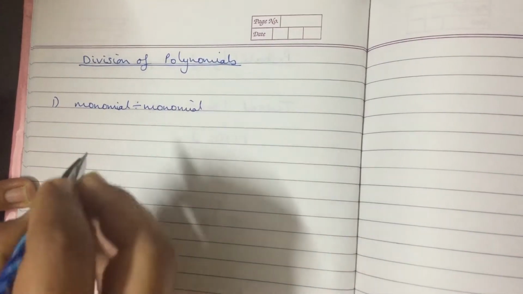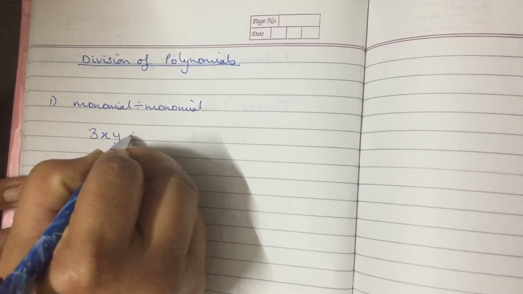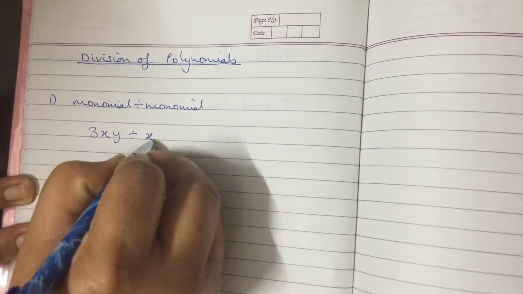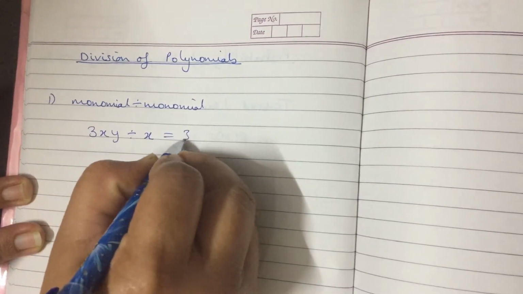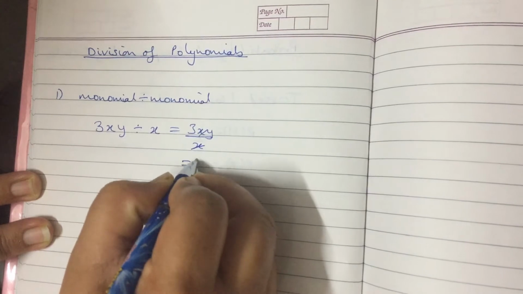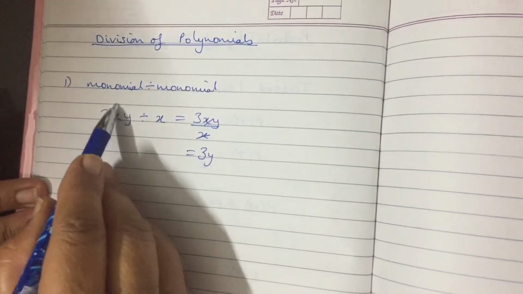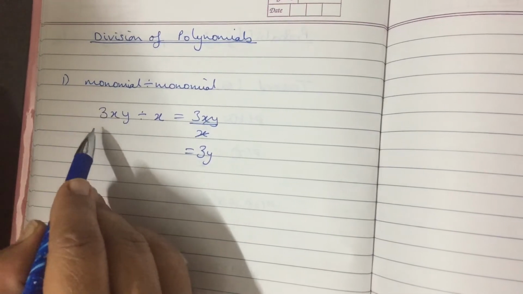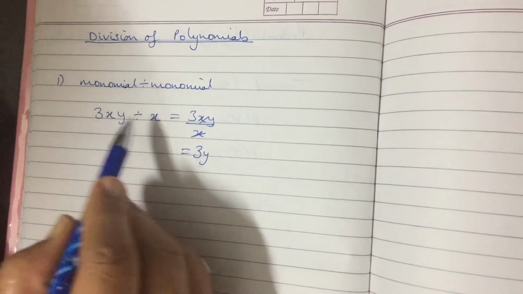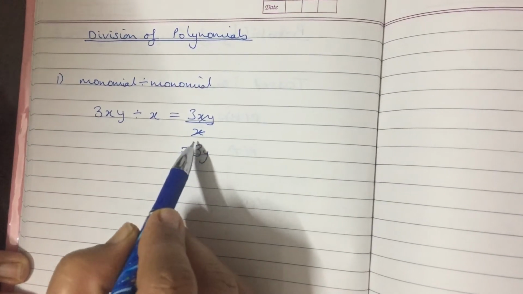by a monomial. So 3xy, if I had to divide by an x, I could have written it as 3xy upon x. We cancel and we are getting a 3y. The number that we divide or the expression that we divide is the dividend. This is the divisor and this is the quotient.